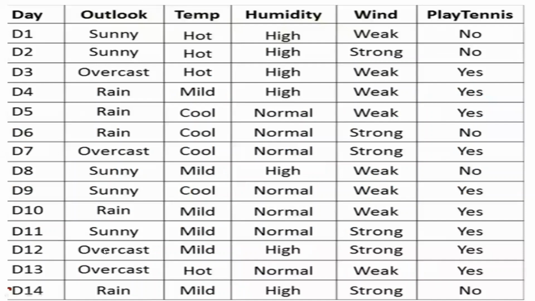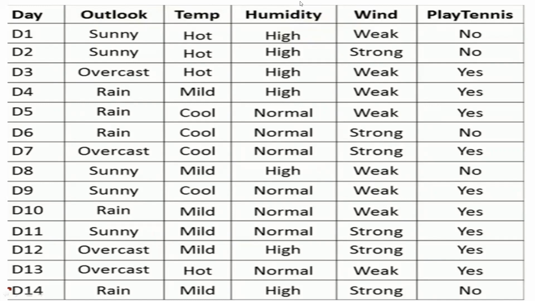Let us suppose I have been given this data set, and I want to convert it into a tree-like representation. Observe carefully here: we have 14 instances and 4 attributes. Those are outlook, temperature, humidity, and wind.